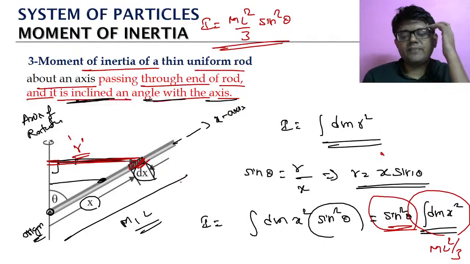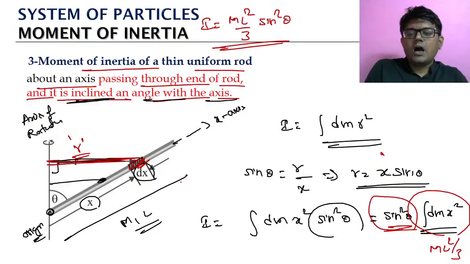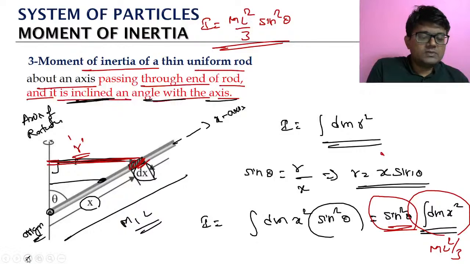So the moment of inertia of the rod about an axis passing through the end of the rod and making an angle with the rod, this is also an important result. What is it? ml square by 3 into sin square theta. Okay.